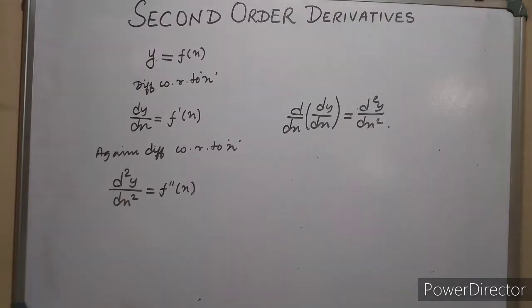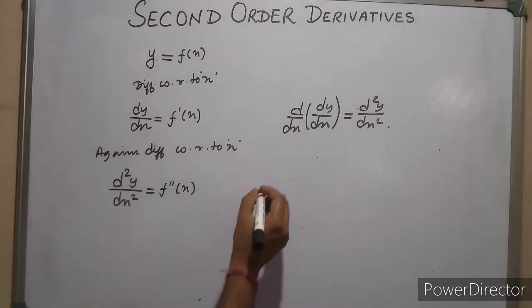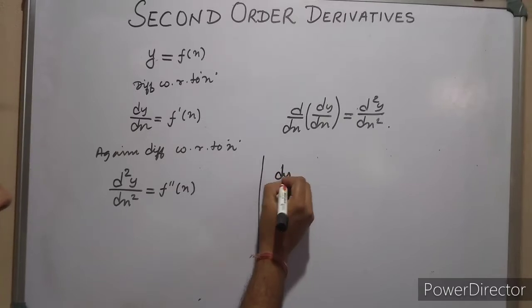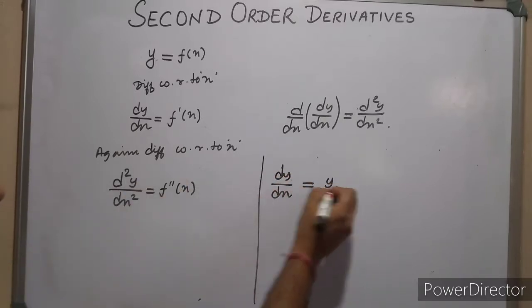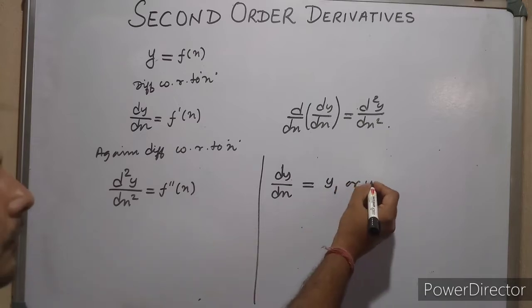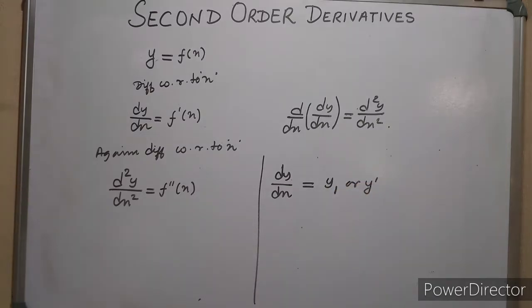Now this one is the second order derivative. Whatever answer you get in the first order derivative, if you differentiate that particular answer again, you will get the second order derivative. Now this one is the concept. Now the second order derivative can be represented by d2y by dx square, f double dash x. First of all, the first order derivative dy by dx you can represent by y1 also, or y dash. Instead of writing dy by dx, you can write y1 or y dash.